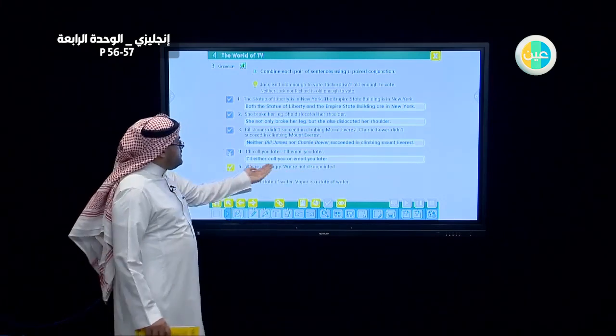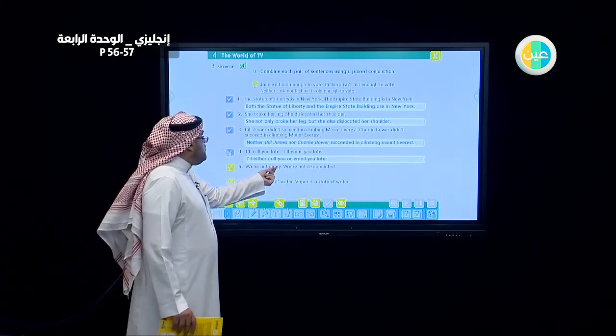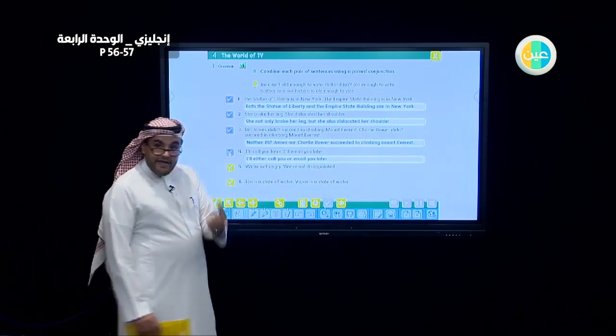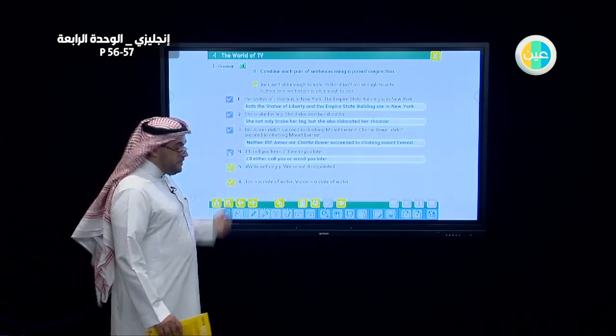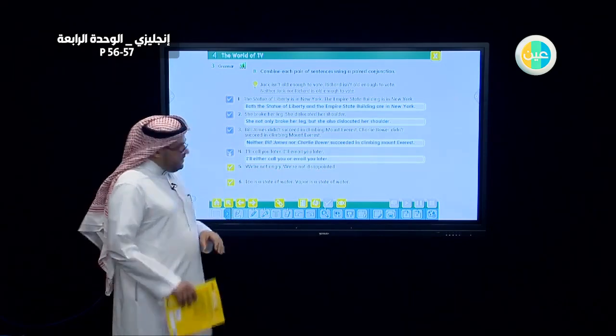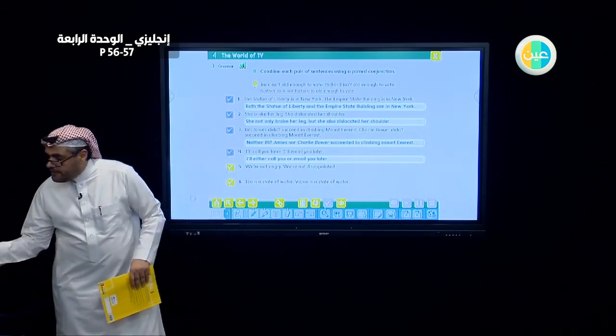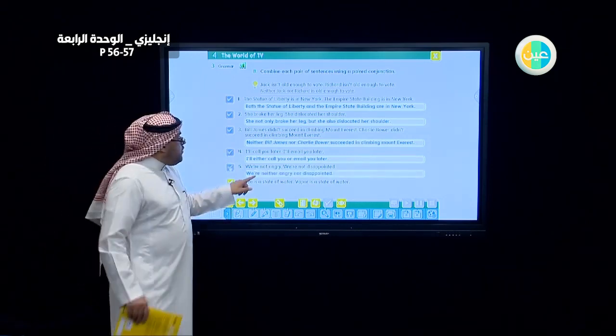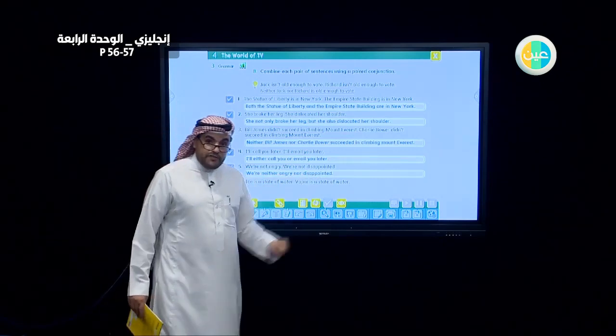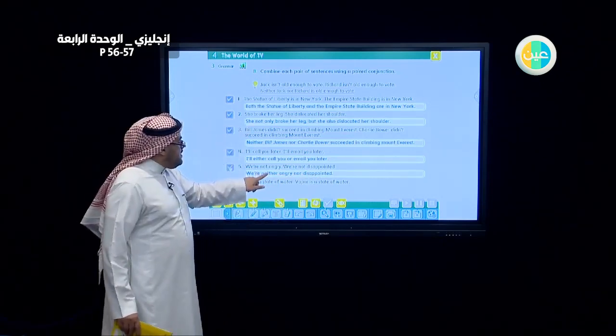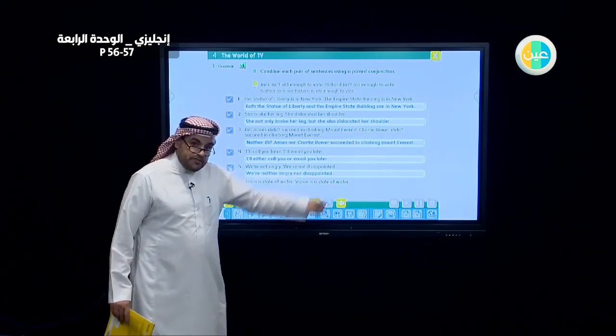Number five, we are not angry, we are not disappointed. So these are the two sentences, and we have two adjectives. Why don't we make it one sentence to make it better and stronger? Yes, we can do that. We can say, we are neither angry nor disappointed. Not angry and not disappointed also.